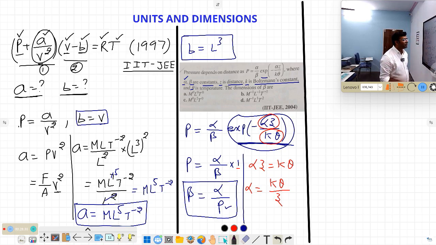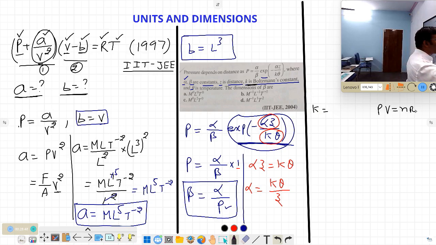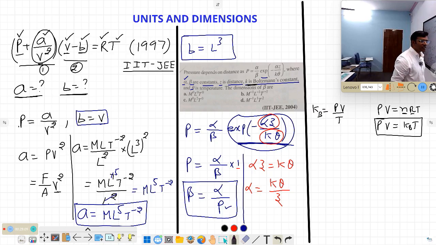Now find the k value. What is k here? In the question it is very clearly given, k is called Boltzmann's constant. Boltzmann's constant formula, how to find it? According to the gas equation, PV is equal to nRT. n is the number of moles, R is the universal gas constant. When you take 1 mole of gas, n is equal to 1, in that case we can write kBT. So PV is equal to kBT. From this, Boltzmann's constant kB is equal to PV by T. This is the formula for it.